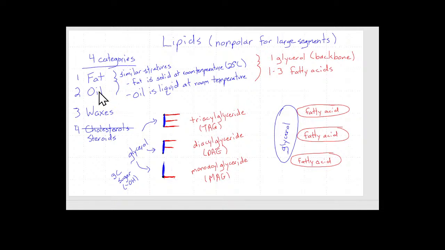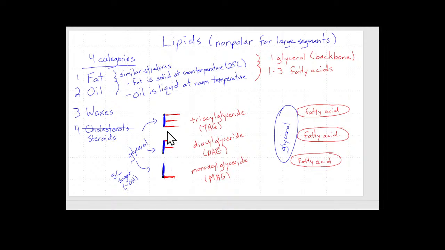Steroids is the general name for this entire group, and cholesterol is one type of steroid. I'll start with fat and oil. These have very similar structures. One of the differences is that fat is solid at room temperature and oil is liquid at room temperature. Different numbers of those double bonds can lead to either fats or oils. But in the long run, each fat or oil molecule has a glycerol backbone and then 1 to 3 fatty acids.